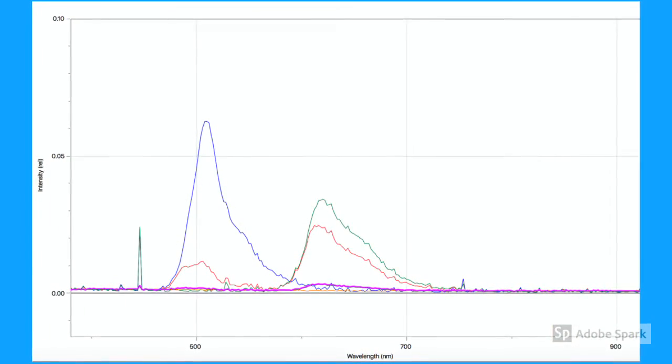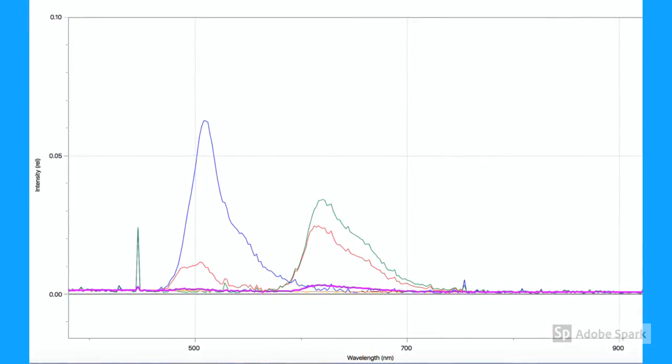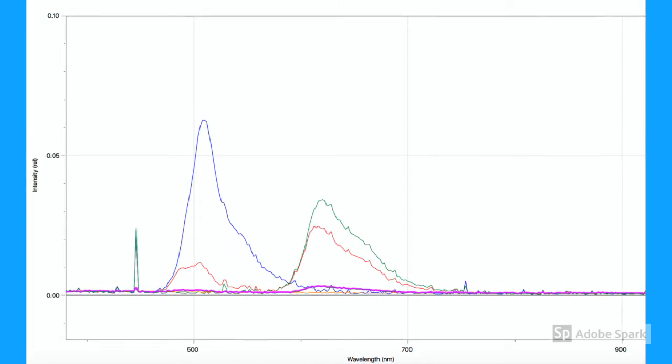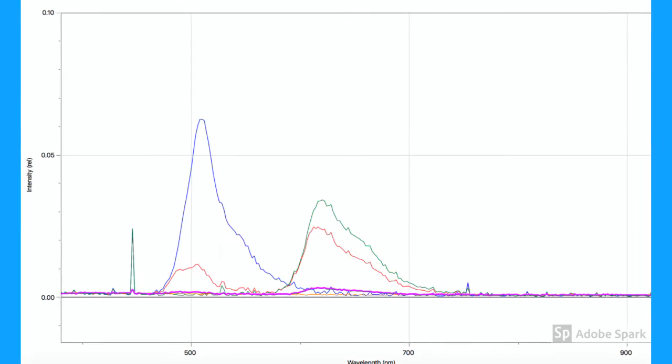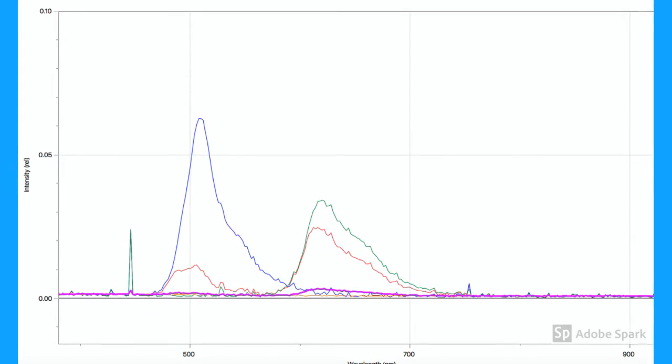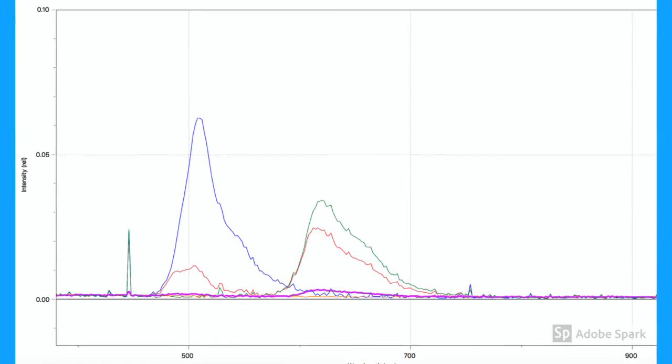Lambda max refers to the wavelength of the photon with the greatest emission intensity. The red line is the one-to-one mixture of green and red dye. This mixture appears as a neon orange color. On the red line, we've determined the lambda max to be about 616 nanometers.